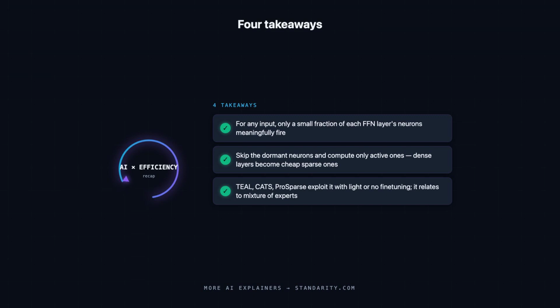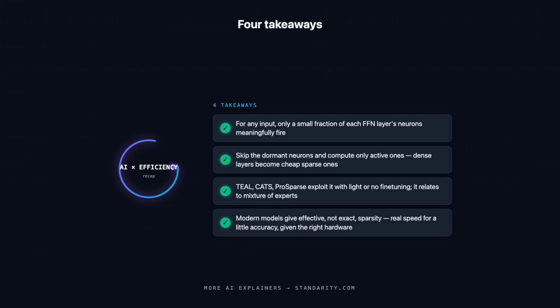Methods such as TEAL, CATS, and ProSparse exploit this with light fine-tuning or none at all, and the effect connects to a mixture of experts and reportedly grows stronger as models scale. Remember that modern models give effective rather than exact sparsity, so pruning trades a little accuracy for real speed, and the gains need hardware that can actually skip the work.